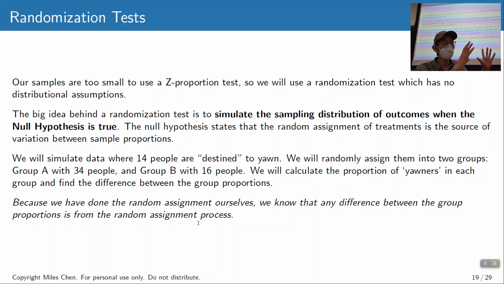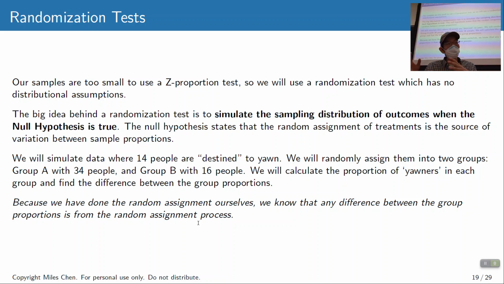14 will yawn, the other 36 will not yawn. And then I'm going to shuffle that up. I'm going to just shuffle those up. And then I'm going to just deal 34 people into group A and 16 people into group B to make parallel groups to what I did in the experiment. In the experiment, we had 34 in the treatment group, 16 in the control group.